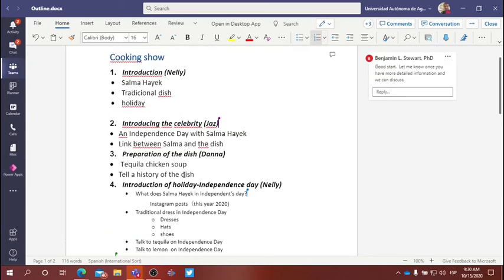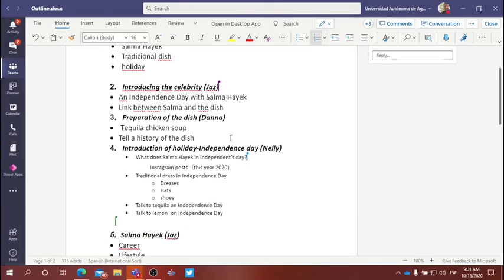But think about one of these items you could talk about throughout the entire cooking show. For example, the dish itself. You could talk about the dish and present over time, over the 15 minutes or so, the recipe, and then kind of sprinkle in comments about the holiday or Salma Hayek.